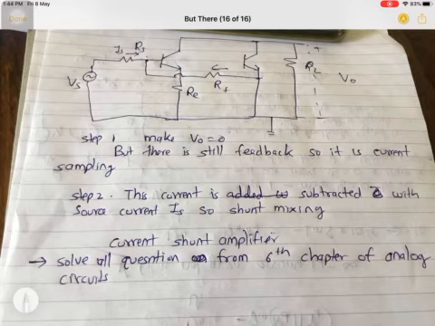Now step 2, we can easily see this RF is not in series with the input. This RF is not in series, so it is some form of shunting effect. This is ground, and this is one resistance, and one resistance is this. So it is in shunting. It can easily be seen. If it is in shunting, therefore the current must be traveling through this. So therefore it is a shunt mixing. So this is a current shunt amplifier.